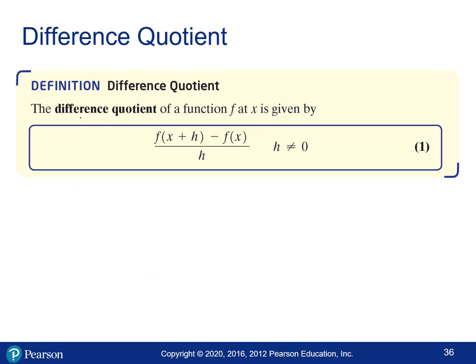So difference, just think subtraction, quotient for division, so it's this division involving these terms on top that are getting subtracted. And so it's f of x plus h minus f of x all over h, where h can't be 0 because we don't want to divide by 0 because that would be undefined.